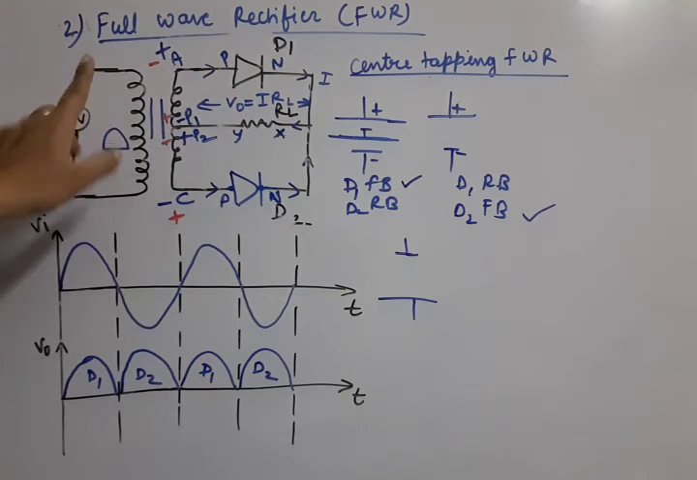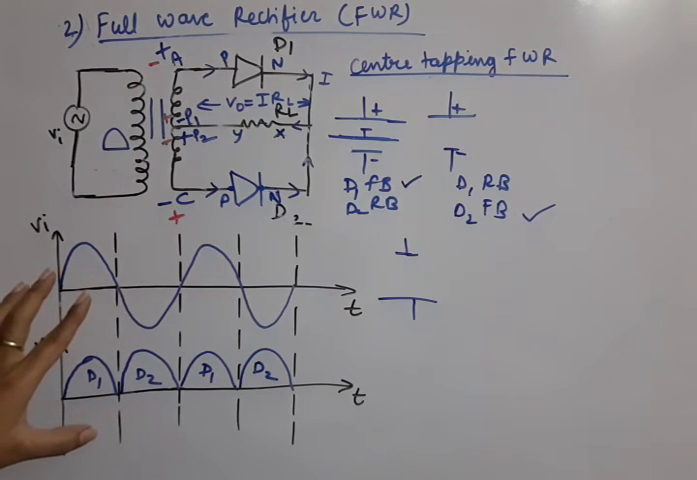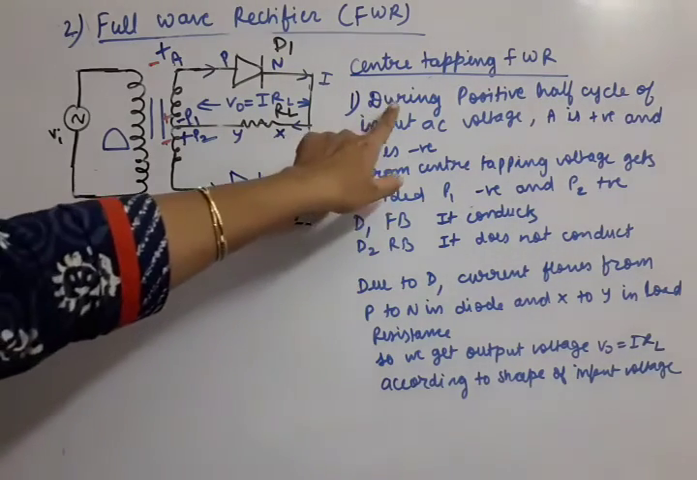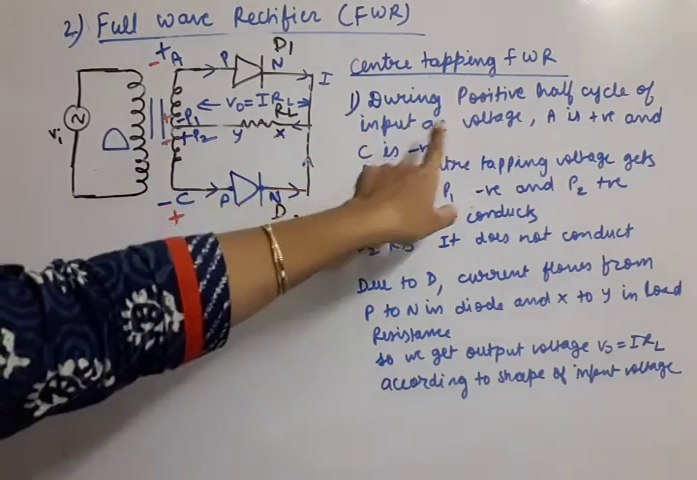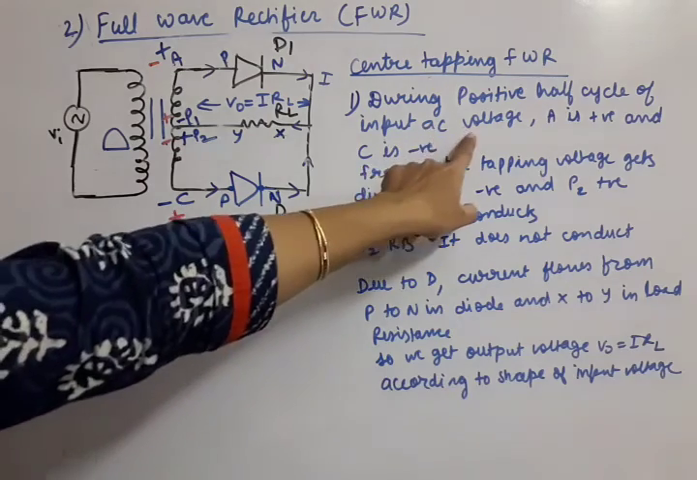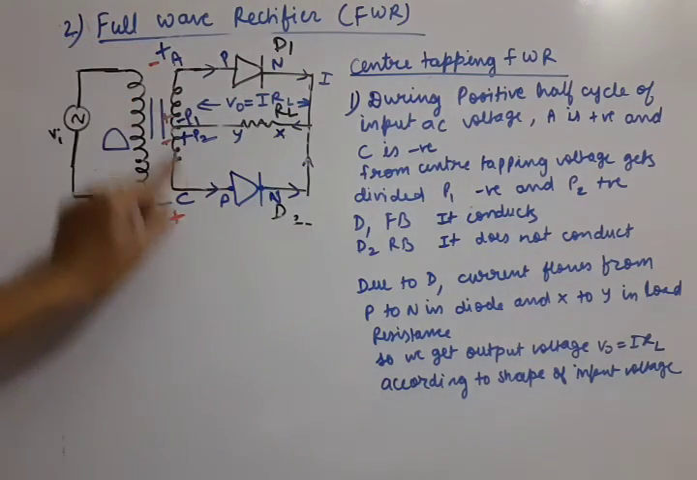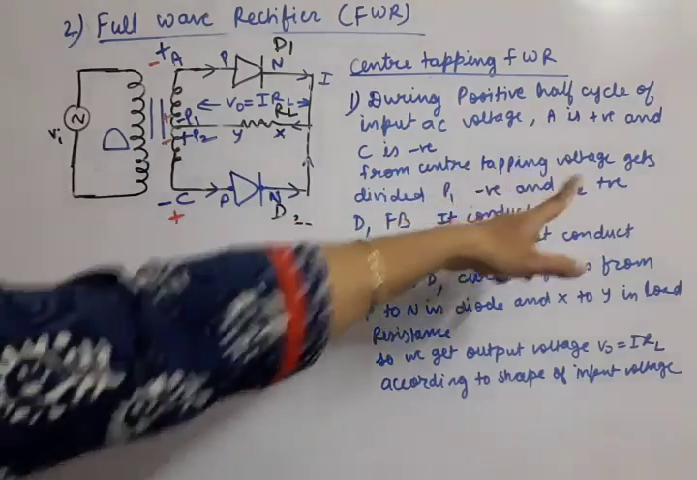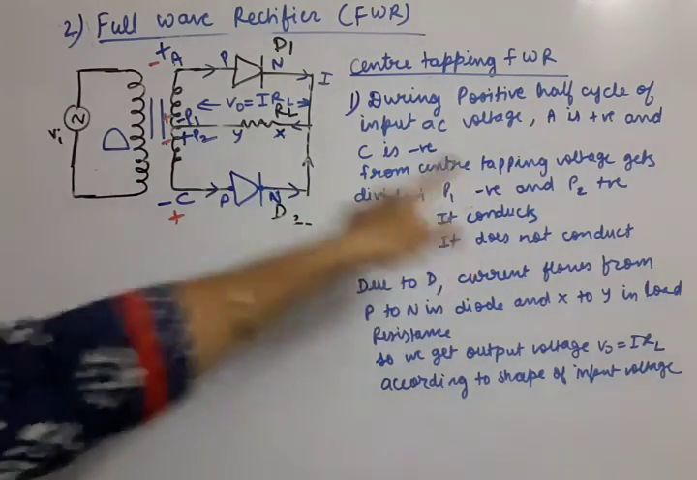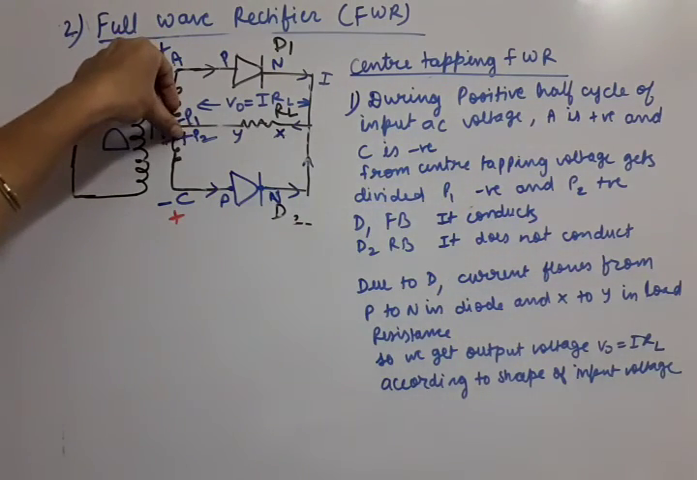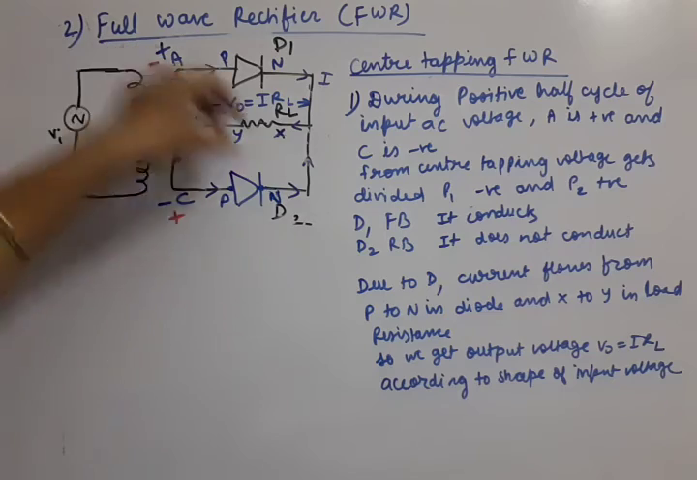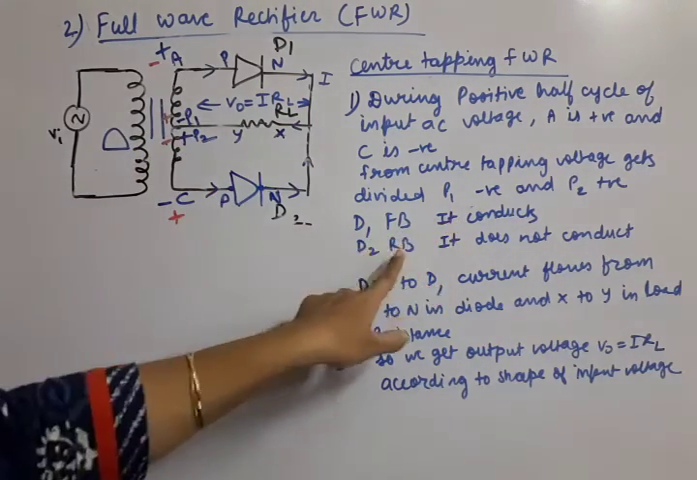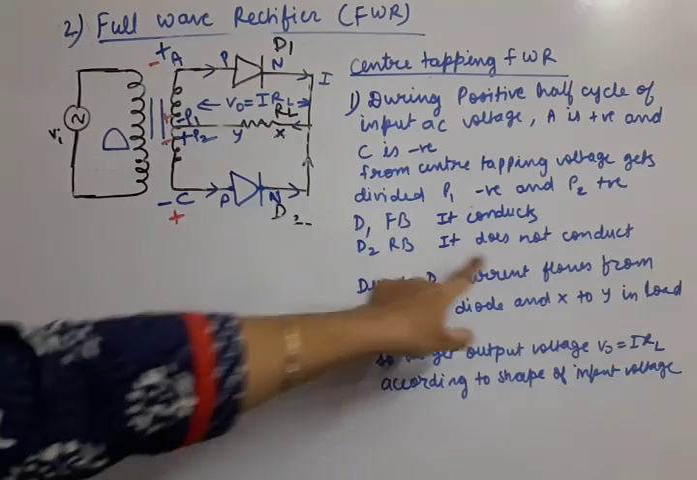Okay, now let us write the complete working steps. About the first positive half cycle, here the working is written. During the positive half cycle of input AC voltage, A is positive and C is negative. From the center tapping, voltage gets divided: P1 is negative and P2 is positive. So D1 is forward biased, it conducts. D2 is reverse biased, it does not conduct.